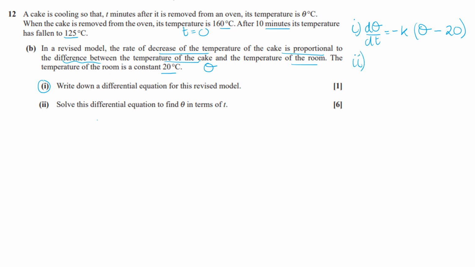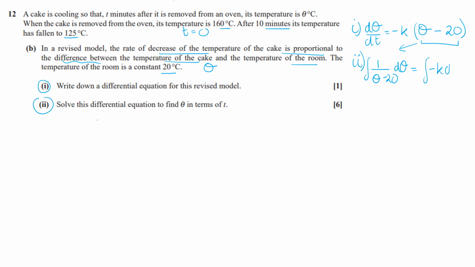Part 2, we're now being asked to solve this. So how do we solve a differential equation? We separate the variables and integrate. So this theta minus 20 needs to cross multiply and come down. So it's going to be 1 over the theta minus 20 d theta, and then take the dt up.